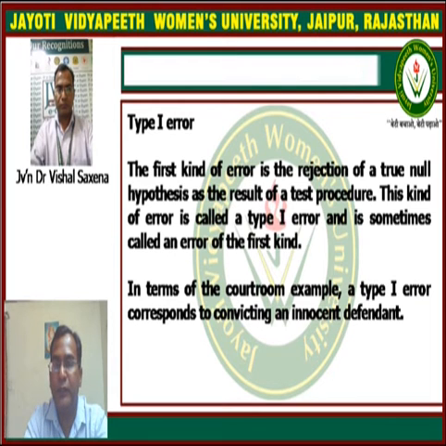So type 1 error, the first kind of error, is the rejection of a true null hypothesis. Means when a true null hypothesis is rejected as the result of a test procedure, then the type 1 error is created. This kind of error is called a type 1 error and is sometimes called an error of the first kind. So in terms of the courtroom example, a type 1 error corresponds to convicting an innocent defendant.